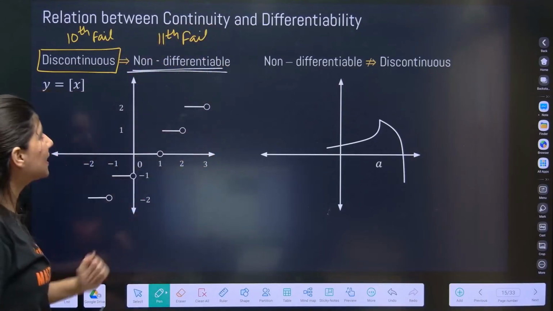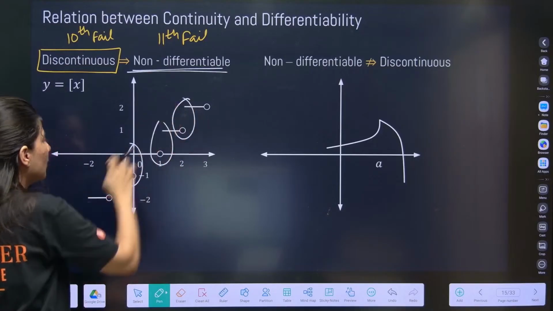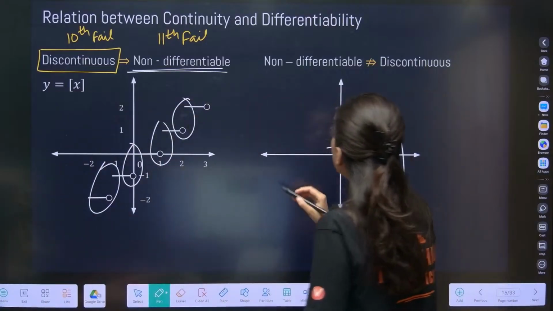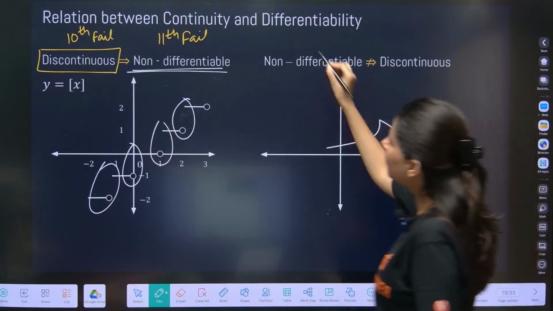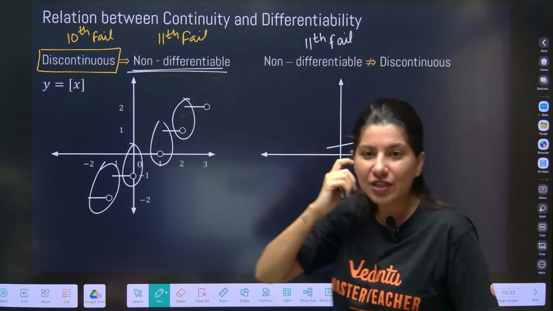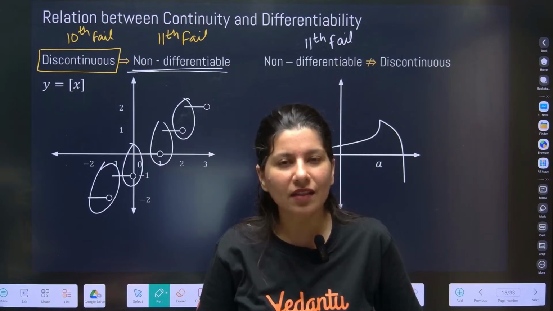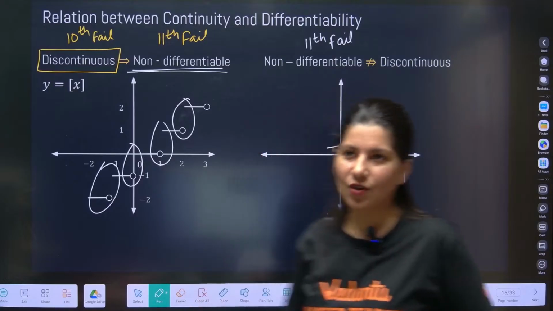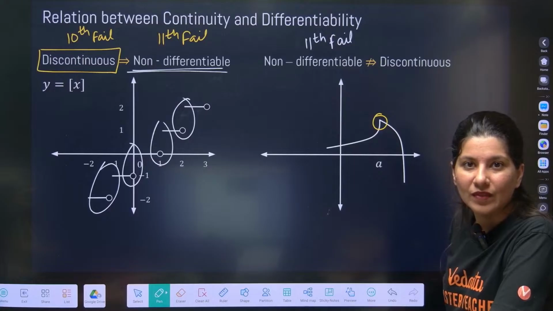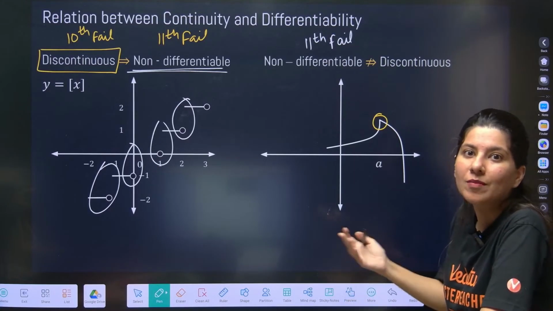So a function is discontinuous. Can you see there are breaks? How can you draw a tangent on these points? And if a function is non-differentiable, that means the function is 11th fail. If a function is 11th fail, can you guarantee that it is 10th fail also? No. A function is 11th fail, that means differentiability is not there. Continuity may or may not exist.